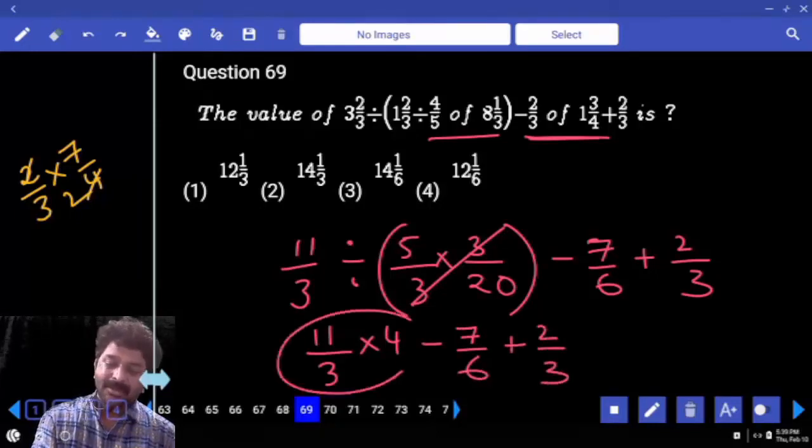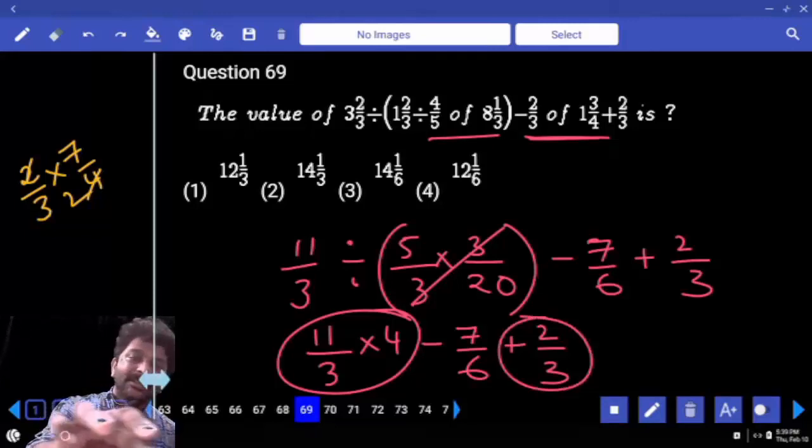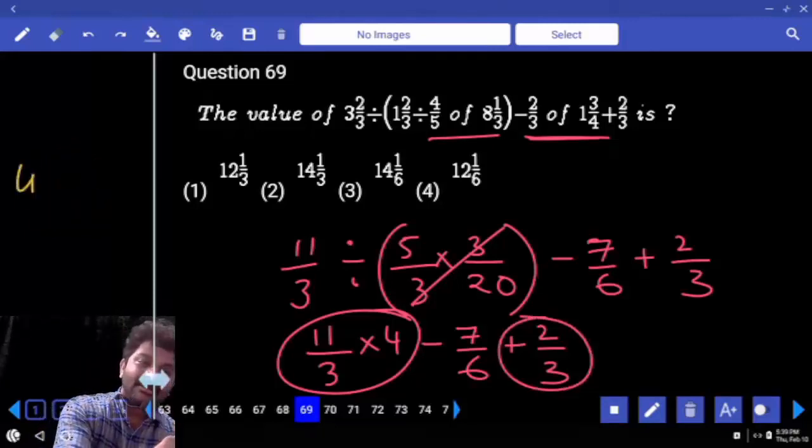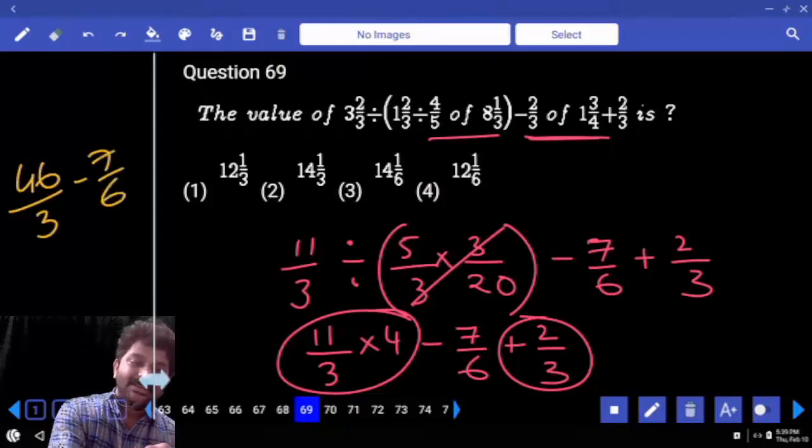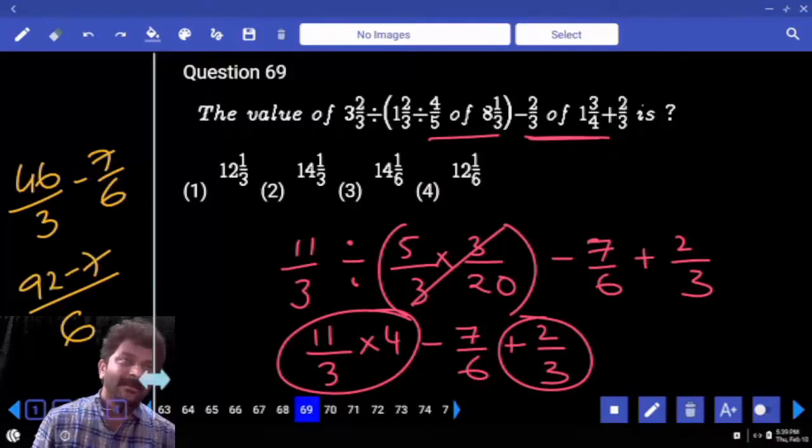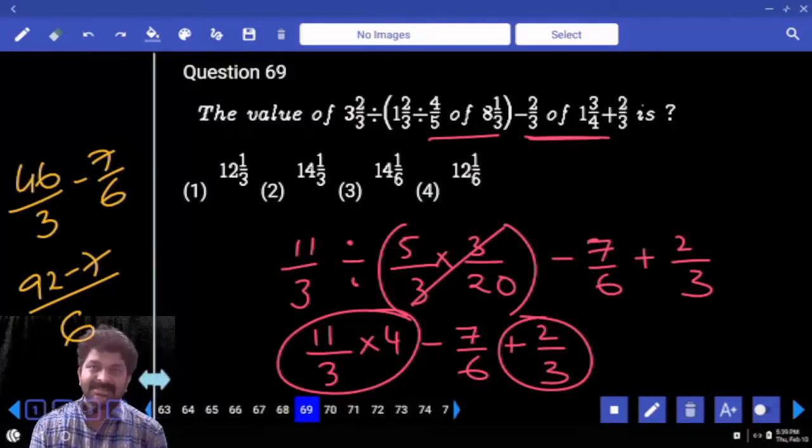Correct? How much is this value? 44 by 3 plus 2 by 3. 46 by 3 minus 7 by 6. So finally the denominator is 6. 92 minus 7, 85 by 6. That is 14 1 by 6.